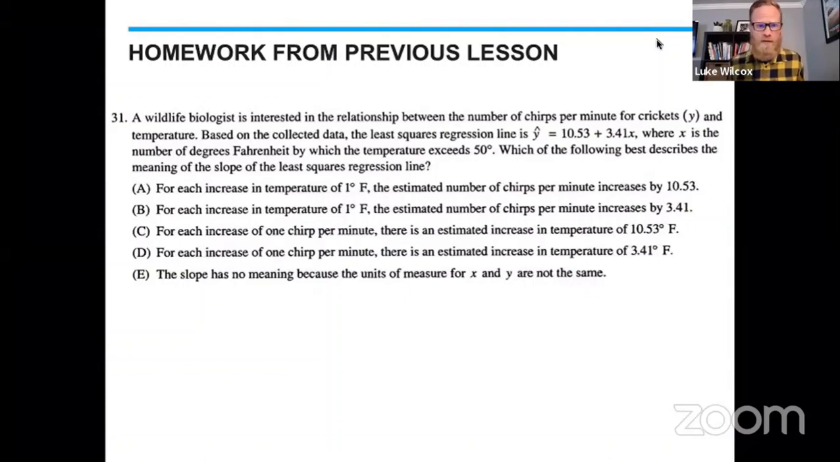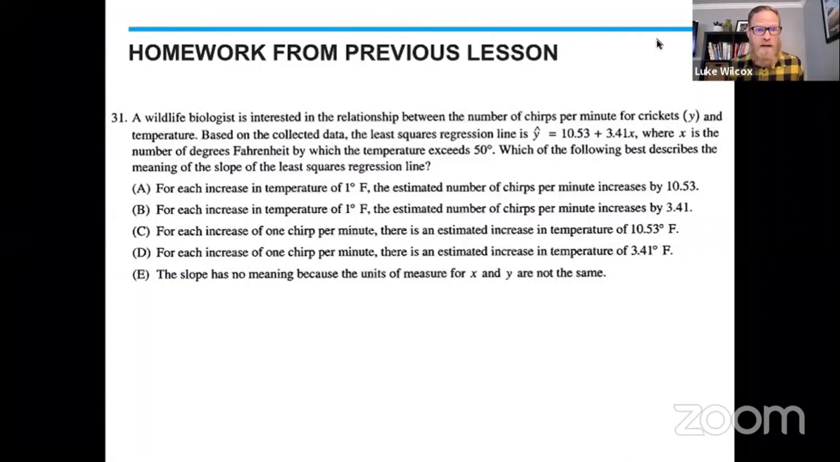got from Mr. Murphy yesterday, which is going to be a bit of a preview of what we're going to talk about today in terms of analyzing two variable data. So hopefully you got a chance to try it, but let's go ahead and see how we did here. So here's what it says.